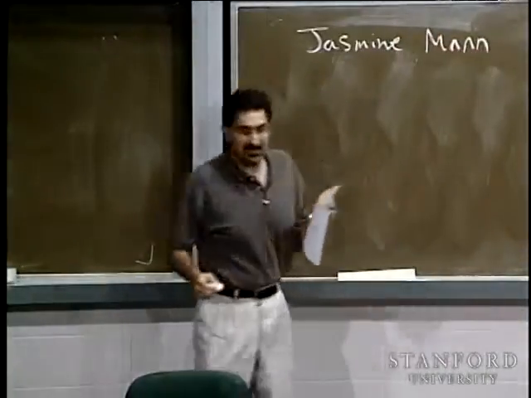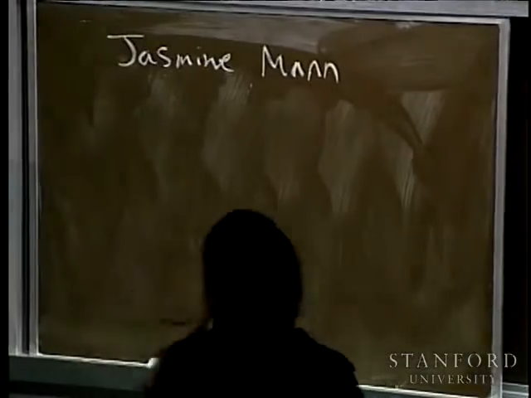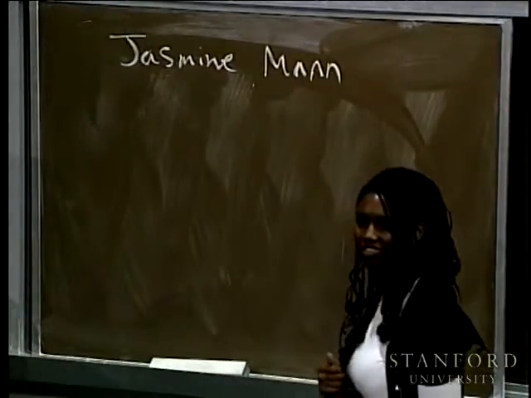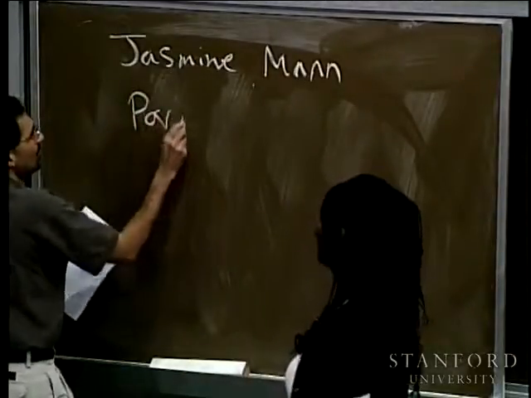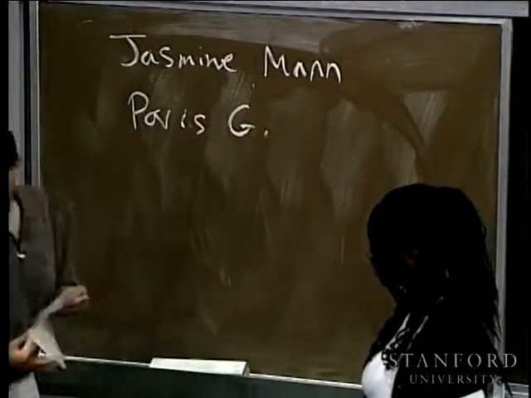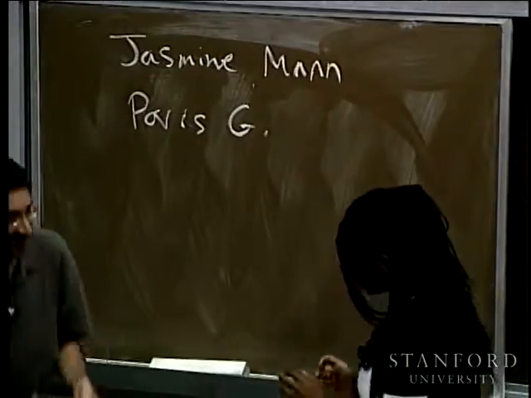And also Paris Georgigoudis. Am I pronouncing that right? Georgigoudis? Are you here? Oh, just too good to come to class. But we'll sort of give it to him anyway. Paris G. So Jasmine, you are also entitled to candy.